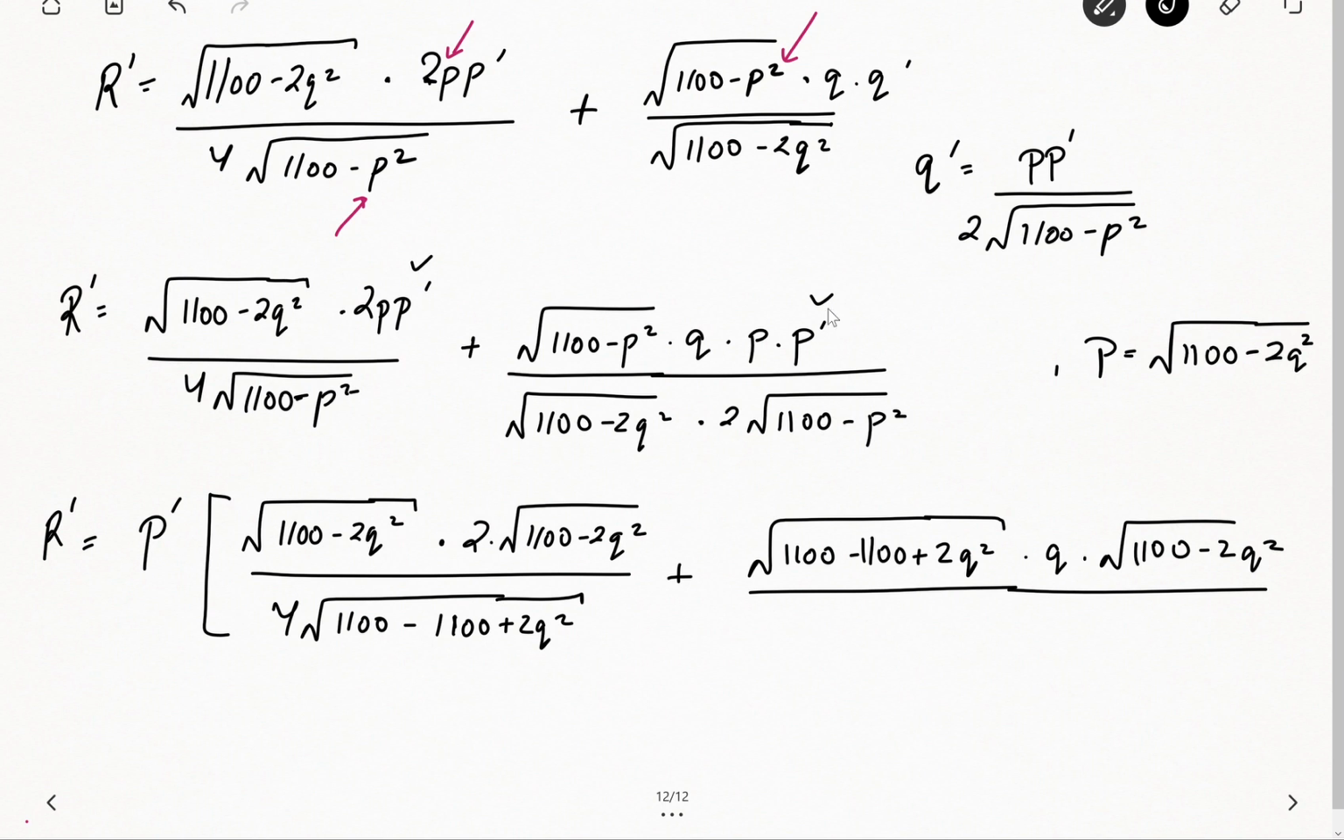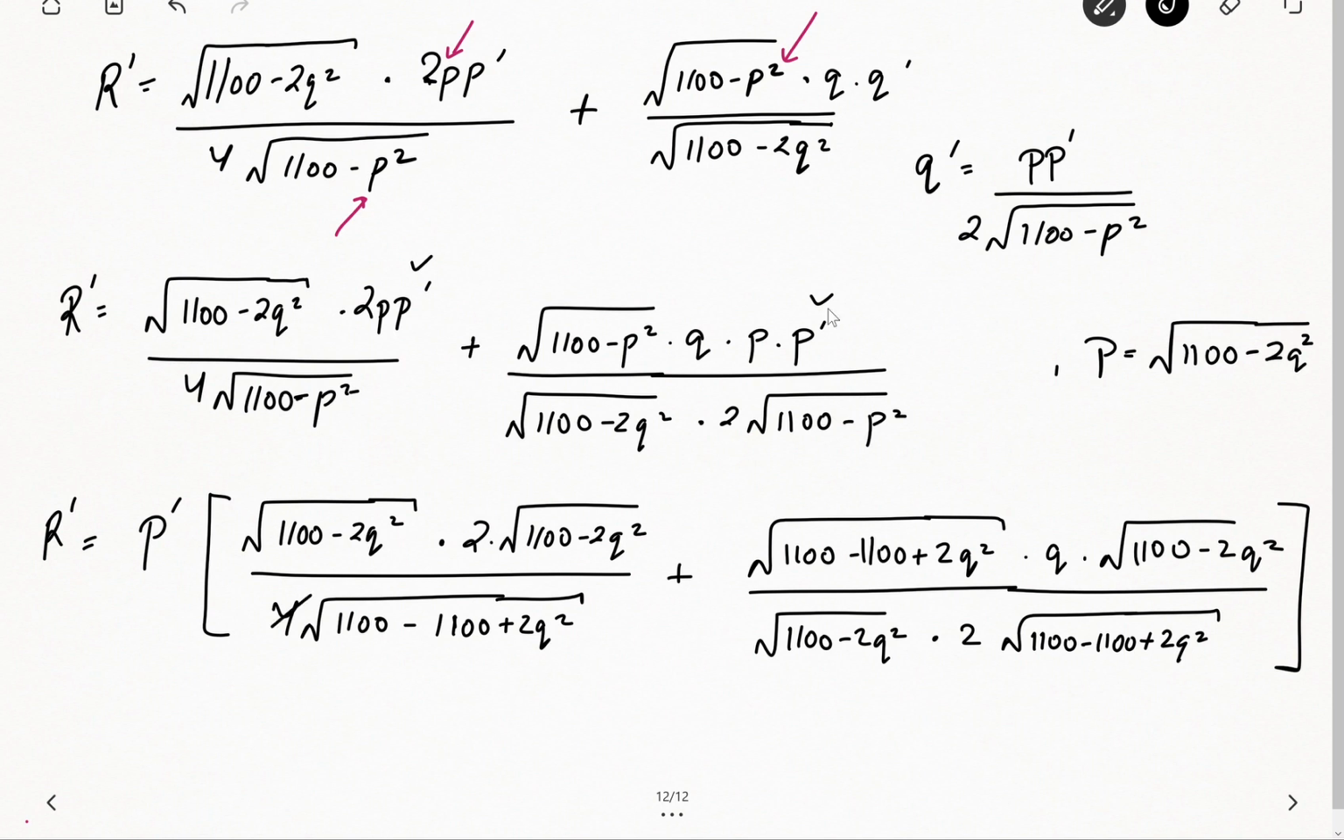And at the bottom, two q squared, and then 1100 minus p squared will just give you the same result, times 2 square root of 1100 minus 1100 plus 2q squared. That's all what a is going to be. But let's try to simplify that.